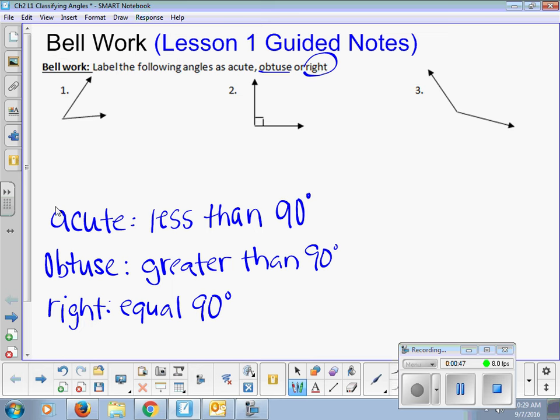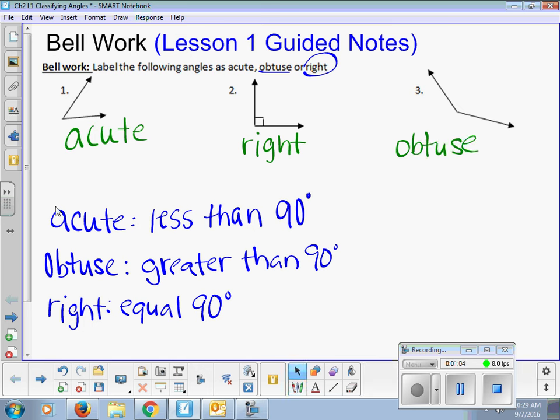Okay, so for the first one, what type of angle do we have? Number 2. Right, this one is equal to 90 degrees. And number 3, obtuse, it is greater than 90 degrees. That should be a review from last year.